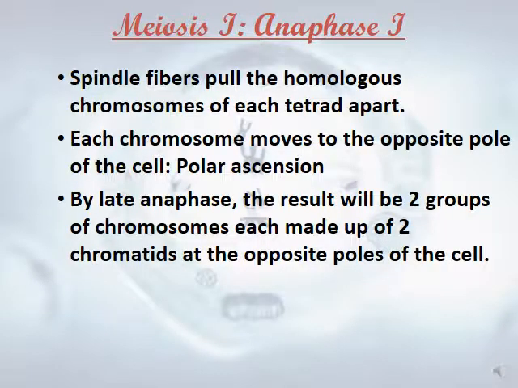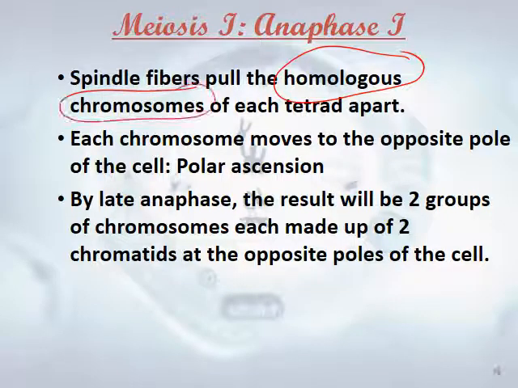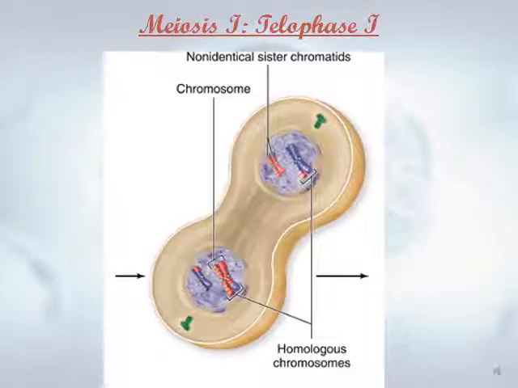So the events of anaphase 1: spindle fibers pull the homologous chromosomes. In the anaphase of mitosis, it was the sister chromatids, if you remember. So here, they pull the homologous chromosomes of each tetrad apart. Each chromosome moves to the opposite pole of the cell, polar ascension. By late anaphase, the result will be two groups, each made of two chromatids at each pole of the cell.